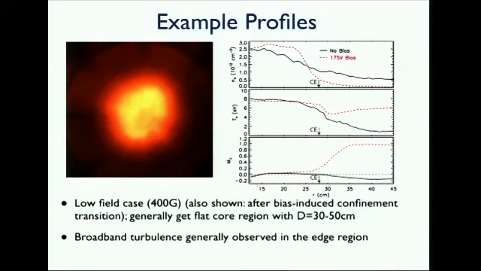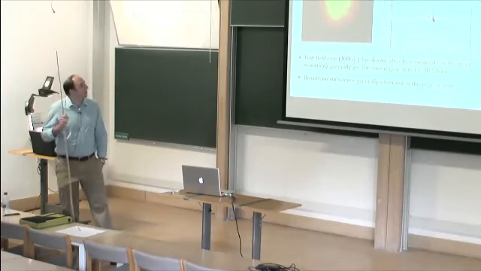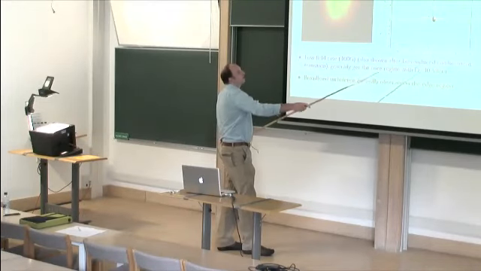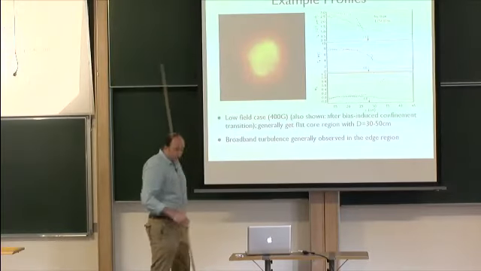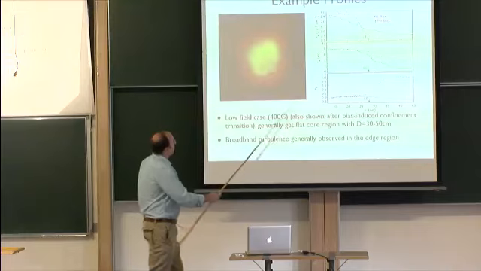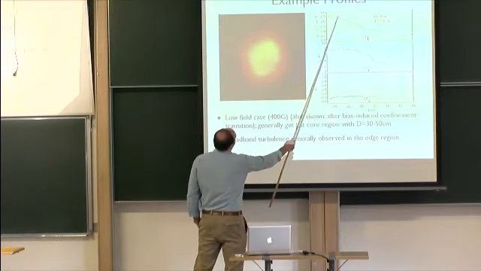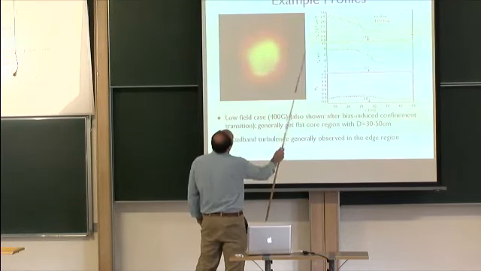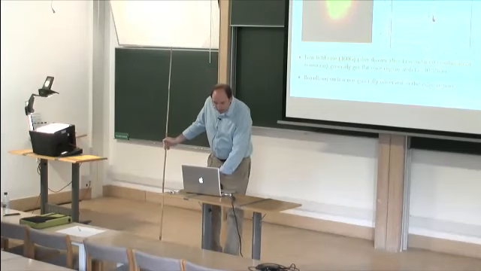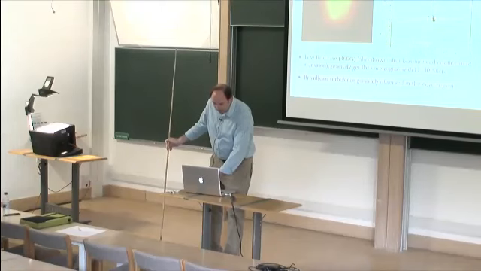Now what I'm showing in addition here is something I'll talk about later, a confinement transition that we see in LAPD associated with biasing. So what we do is we bias the wall and we drive a very strong flow in the edge, and we see a steepening of the profile that you can see here. Now generally you get a very flat core. You can see here, maybe you go out to 15 centimeters. You have a pretty flat region where you can study basic wave processes. And then you have the edge region out here. If we bias, you can get a flat density profile out to, say, 25 centimeters or so. And you typically see broadband turbulence in the edge of this device.